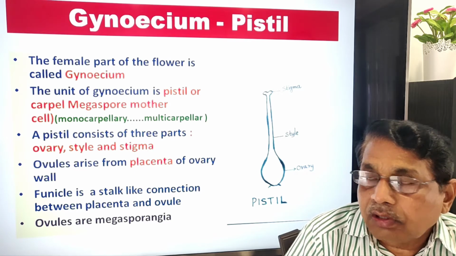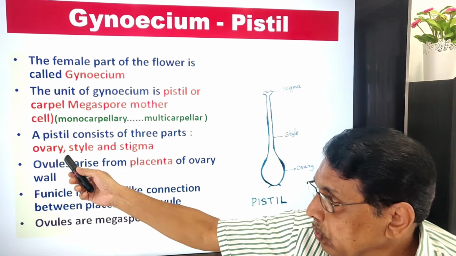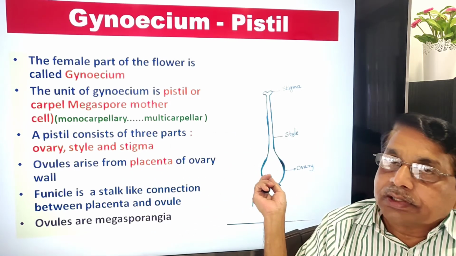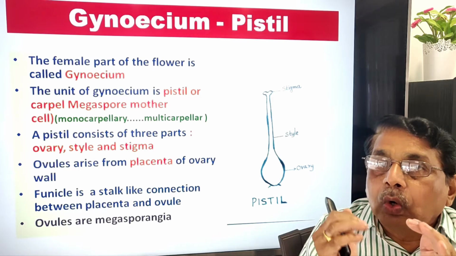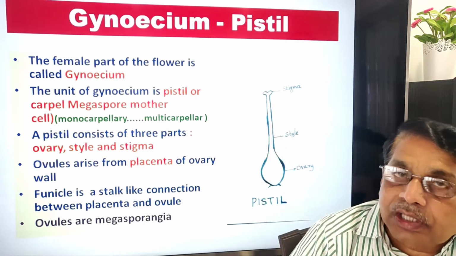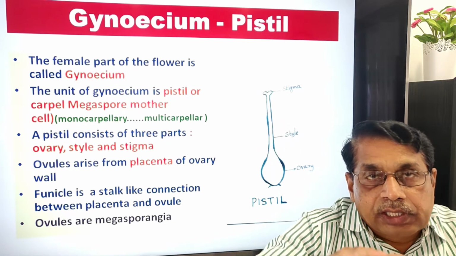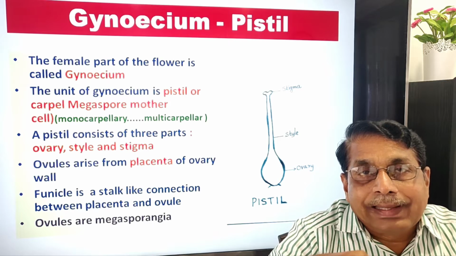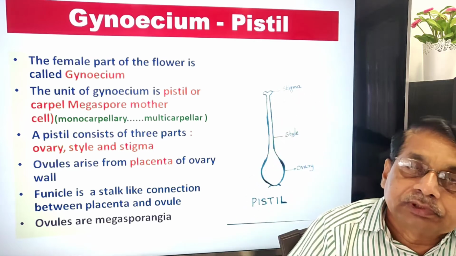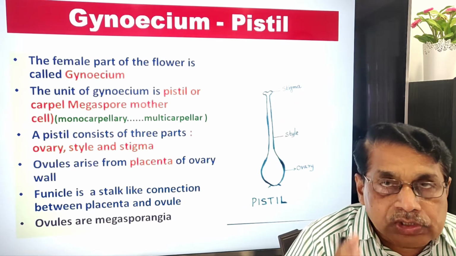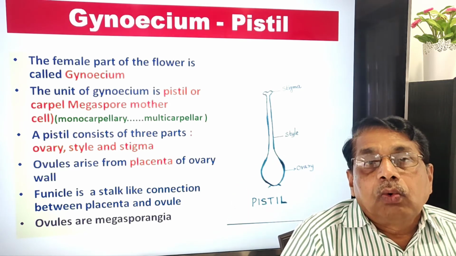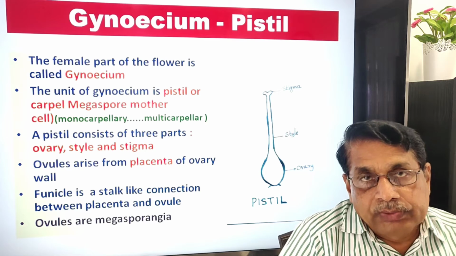A pistil or carpel consists of 3 parts: ovary, style, stigma. The basal enlarged part is called ovary. The elongated part is called style. The terminal part of the style is somewhat enlarged, flattened to form the stigma. 3 parts: ovary, style, stigma. Inside this ovary, the ovules are produced.